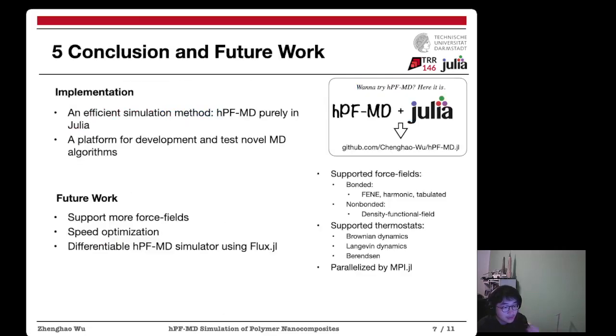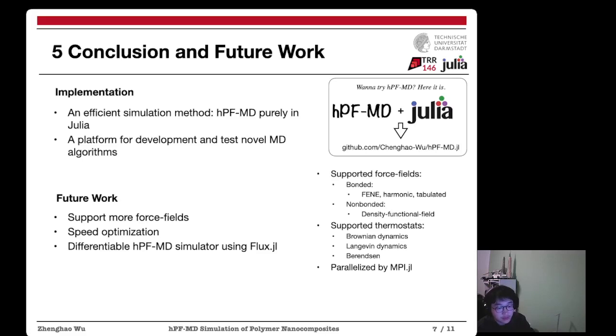Due to the time limit, let me conclude today's talk. I introduced an hPF-MD simulation package purely written in Julia. As you see here, these are the force fields and the thermostats supported in the current version. We believe that our package is a promising platform for developing and testing novel efficient MD algorithms.